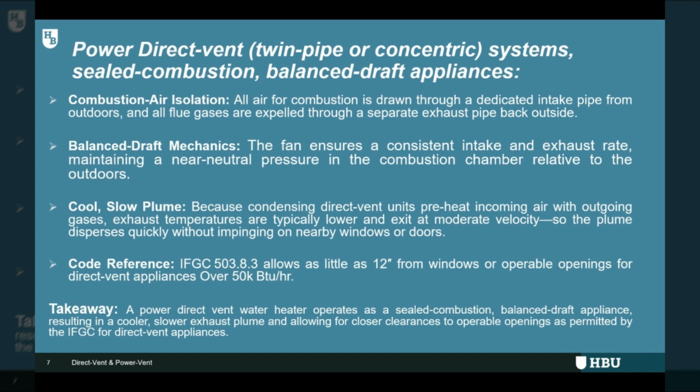Third, cool, slow plume. Especially with today's high efficiency condensing models, the outgoing hot exhaust gases are used to preheat the incoming cold air. This results in a much cooler and slower exhaust plume exiting the vent terminal. This cooler, slower plume dissipates very quickly and is less likely to affect nearby windows or doors.